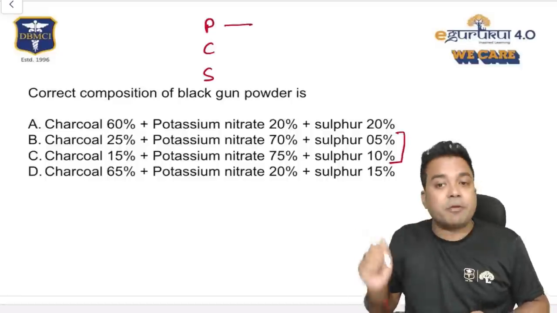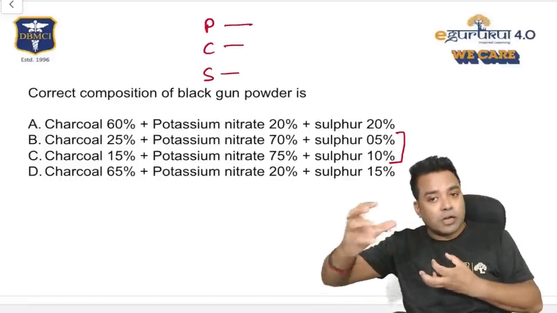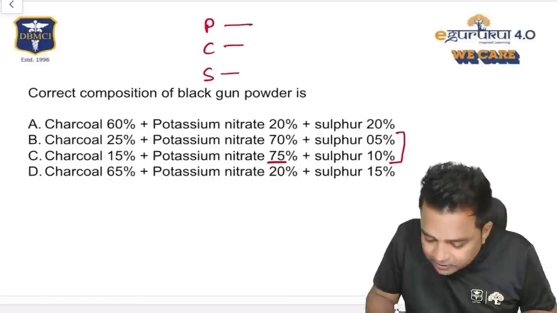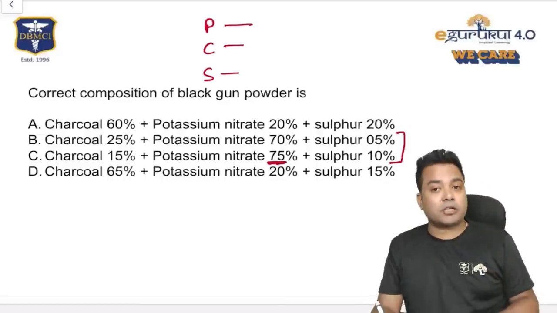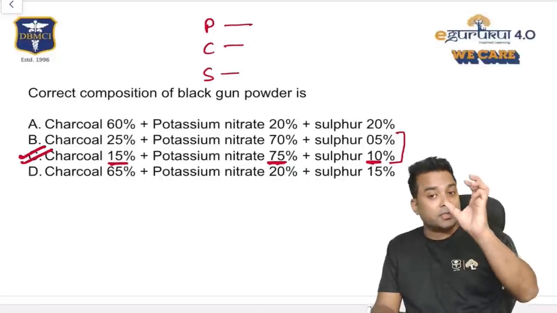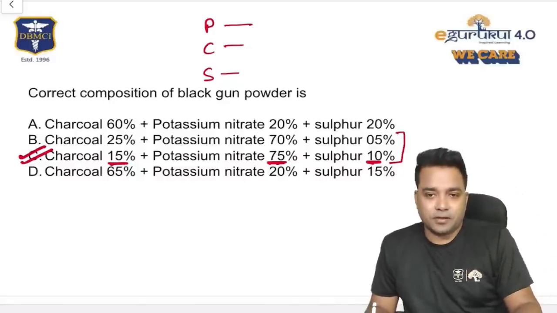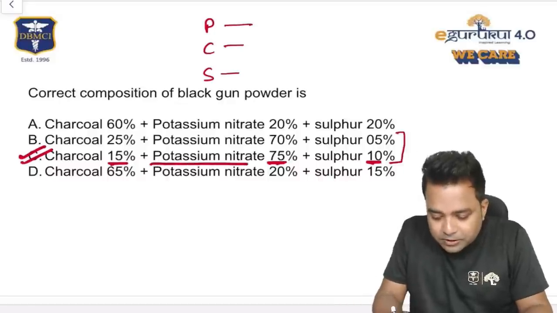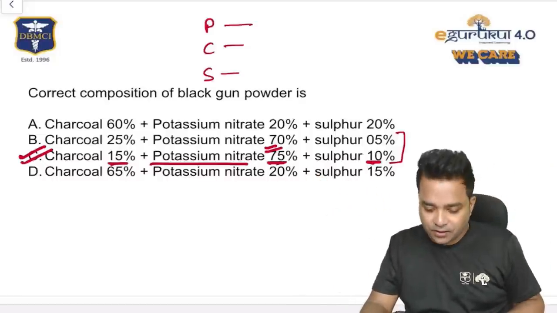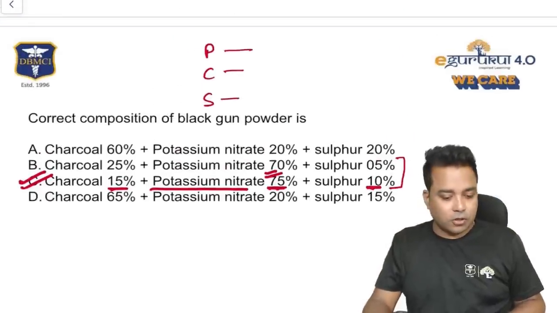So either of the two can be my answer. Then out of charcoal and sulfur, charcoal has more alphabets. So we should also remember the exact numbers: 75% potassium nitrate, 15% charcoal and 10% sulfur makes your PCS, that is black gunpowder, used in shotgun cartridges. You will remember it this way: more the number of alphabets, more is the percentage. Remember 75 for this one, the other two are 15 and 10. So this covers all our questions.